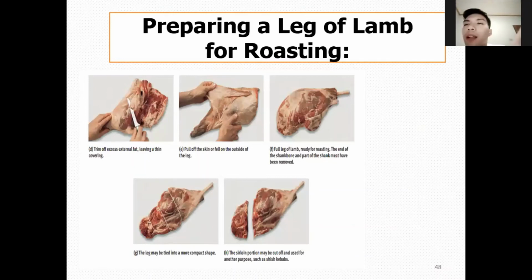Now for preparing a leg of lamb for roasting. First, trim off excess external fat, leaving a thin covering. Pull off the skin, or fell, on the outside of the leg. Full leg of lamb ready for roasting. The end, the shank bone, and part of the shank meat have been removed.